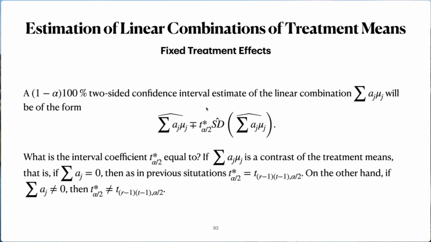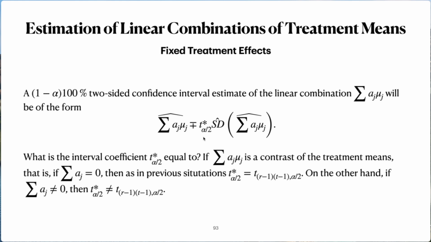Now, we have an expression for the estimated standard deviation of the point estimator of the linear combination. But the question now is, what is the interval coefficient? And you'll notice that the interval coefficient now has a star in the superscript. And so the question is, what is this interval coefficient equal to?